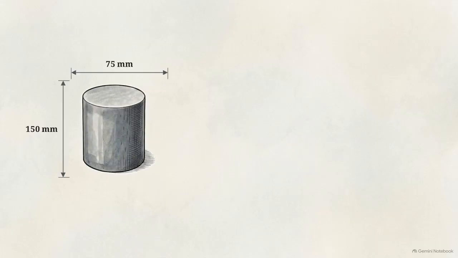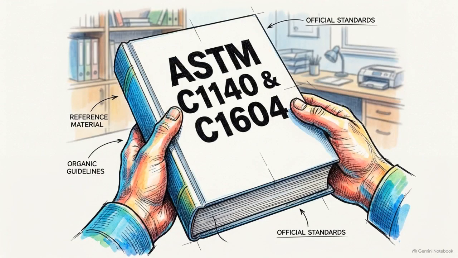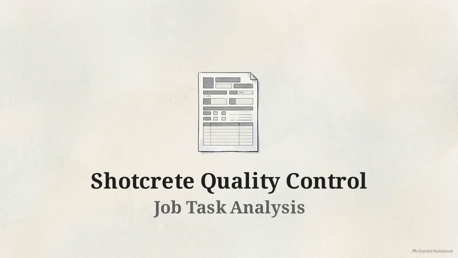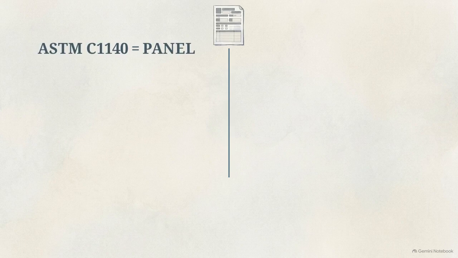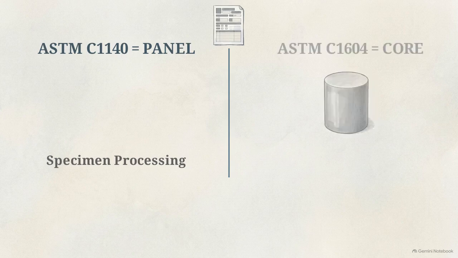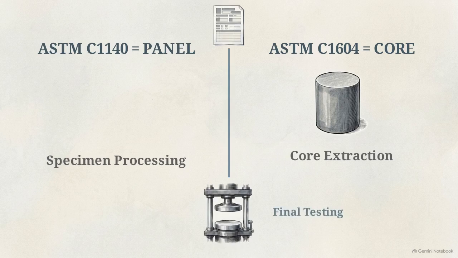However, for exact dimensional tolerances, correction equations, and specific reporting language, you must consult the actual ASTM documents themselves as the ultimate controlling source. To understand the job task analysis, we have to look at this primary standard dichotomy. Shotcrete quality control is divided into two distinct pathways. On the left, ASTM C1140 governs the panel. Its precise role is preparing and testing specimens derived from shotcrete test panels. On the right, ASTM C1604 governs the core. Its focus is obtaining and testing drilled cores of shotcrete.